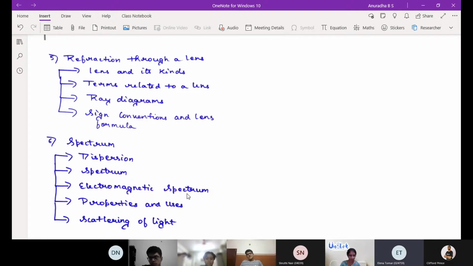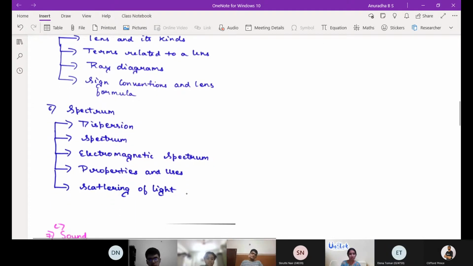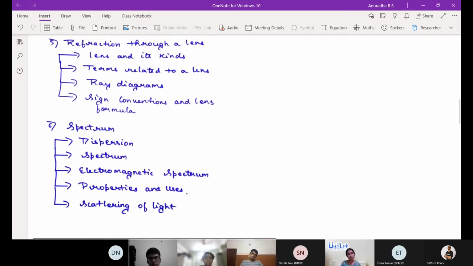Yes, ma'am, they can. It doesn't need any material medium to travel. Electromagnetic waves are basically your visible light, your UV rays, your infrared radiations, your X-rays, your gamma rays. Here we will be learning about each electromagnetic wave.